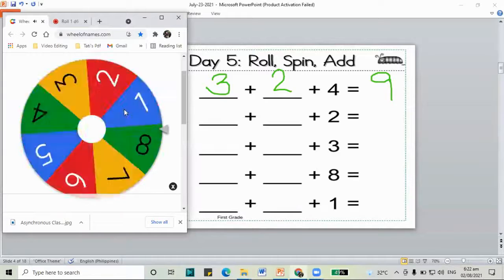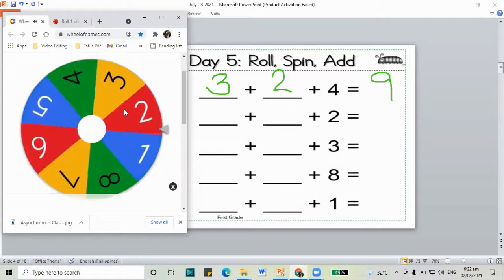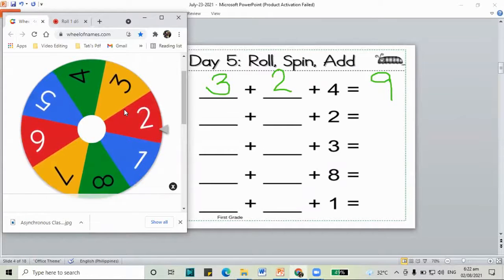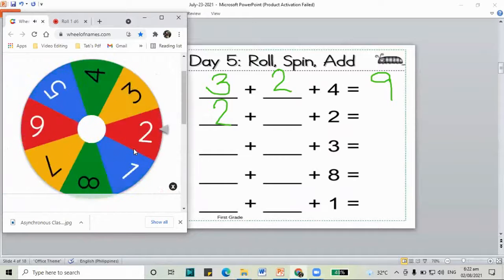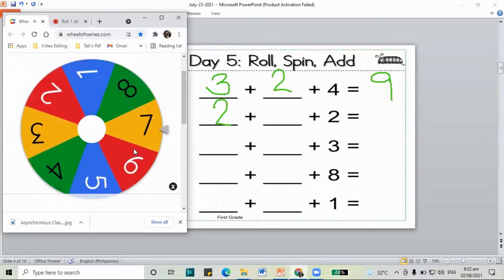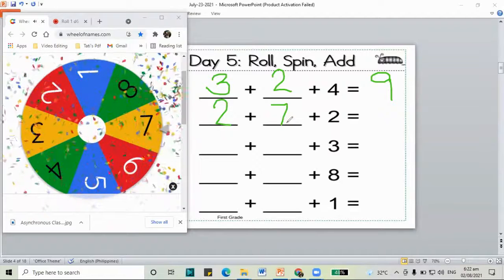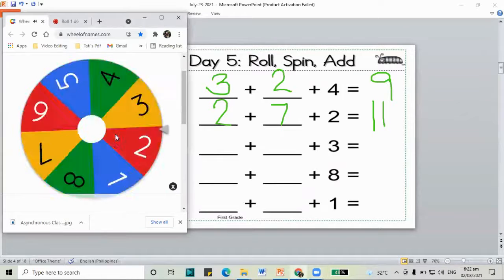How about let's spin again? I have 2. Plus another number. Plus 7. 2 plus 7, that is 9. Plus 2 more, 9 in your head plus 2, that is 10, 11. So 2 plus 7 plus 2, that is 11. Let's spin again.